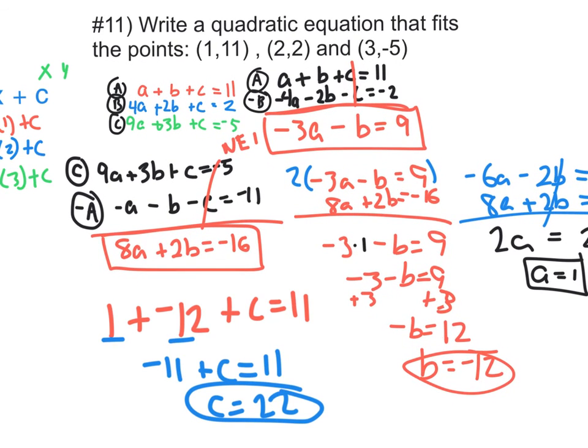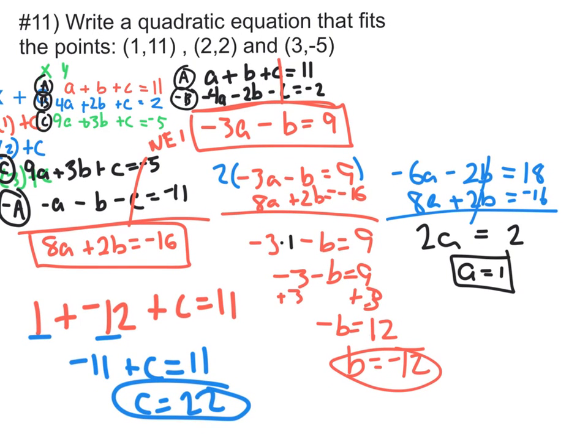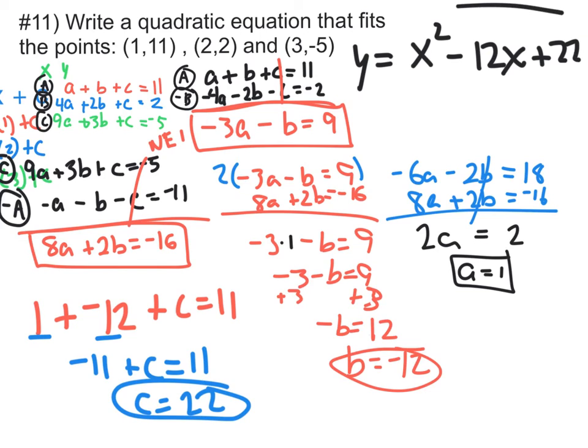But you're not supposed to write those answers on your answer spot. What you're supposed to do is write the quadratic equation with those A, B, and C values. So let me show you what the answer would look like. So the answer will be y equals ax squared, which is just 1x squared, plus bx, which is minus 12x, plus c, which is plus 22. And ladies and gentlemen, that is the quadratic equation that crosses through these 3 points.